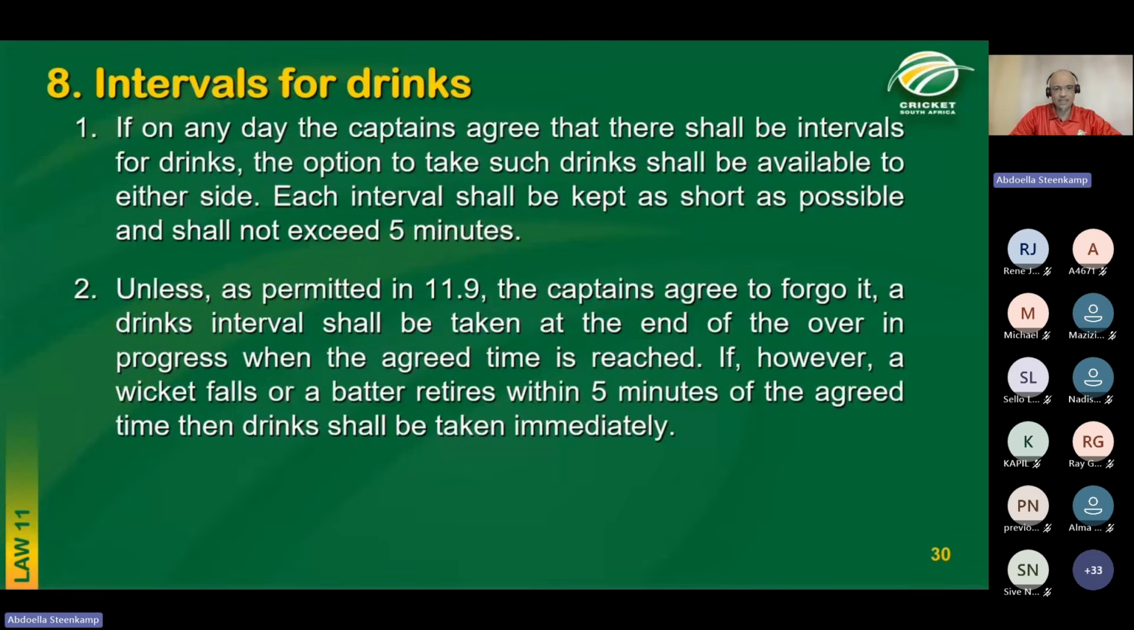So if drinks is at 11 o'clock and a wicket falls at 10:56, we'll take drinks at 10:56. But if a wicket falls at 10:54, this is now 6 minutes to go to drinks. We will not take drinks at 10:54 because it's not within 5 minutes. We will allow the other batter to come in to face the remainder of the over, and if need be, we'll play up until 11 o'clock.